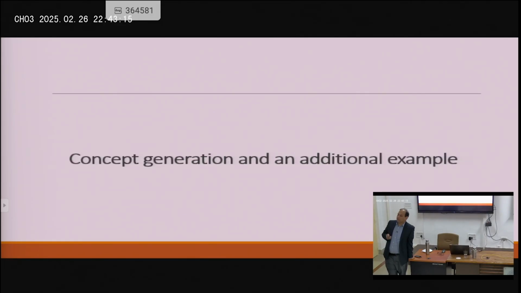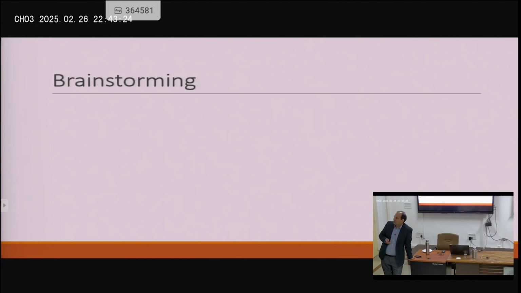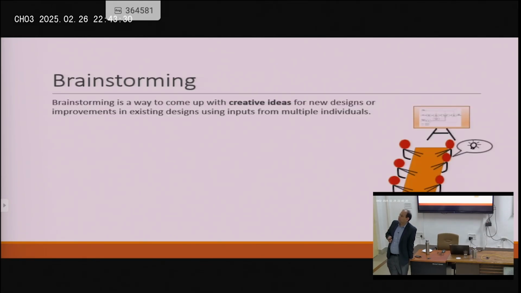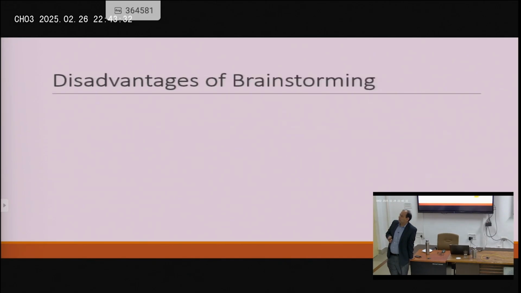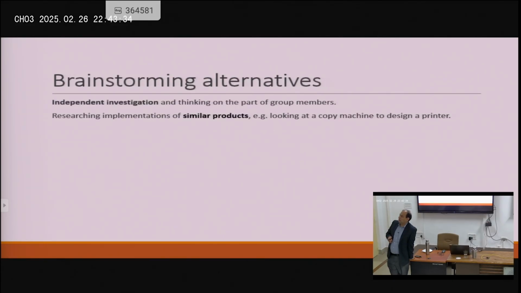So concept generation and additional example. So actually, I want to address some of the things that you were saying. I'll cover this in detail next class. Okay, so if I'm skipping things, don't mind me too much. So brainstorming is a technique. I want to just quickly go over here, right?